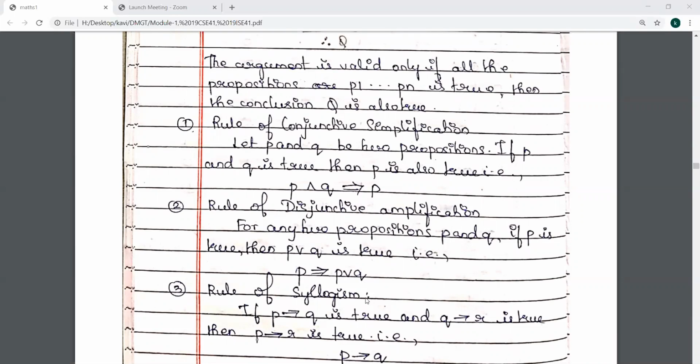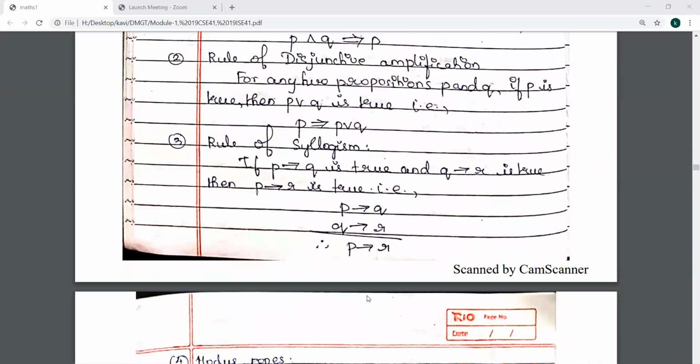Then rule of syllogism, if P implies Q is true and Q implies R is true, then P implies R is true. The other way you can write this rule is P implies Q and Q implies R, therefore P implies R. See, this common proposition Q and Q will get cancelled, you will get P implies R. This is rule of syllogism.